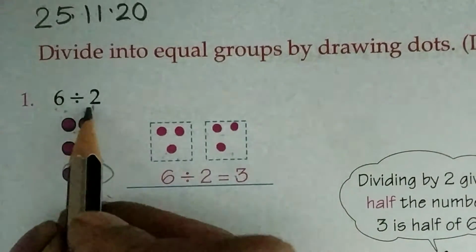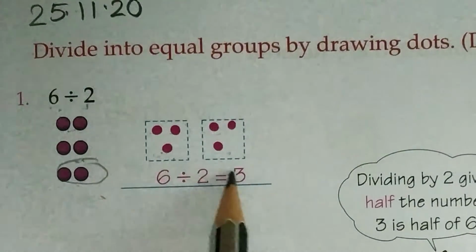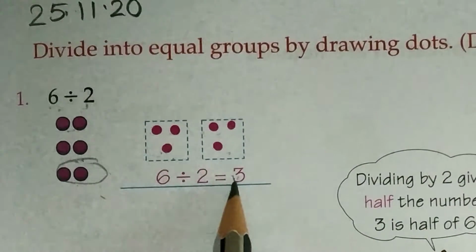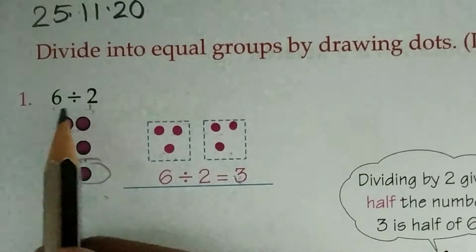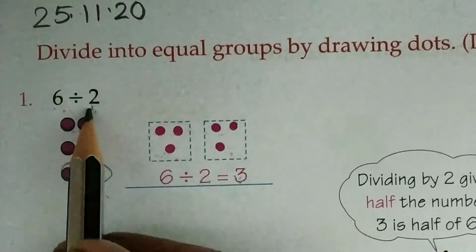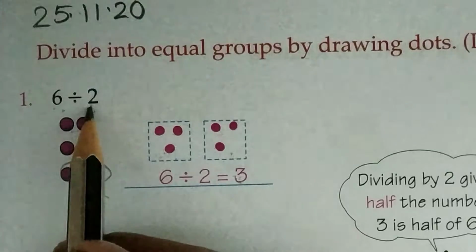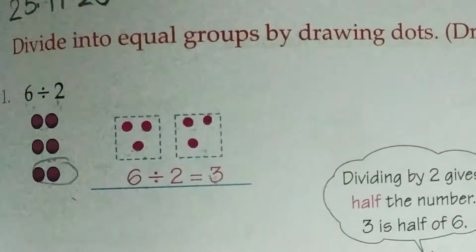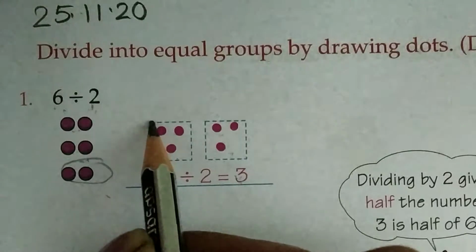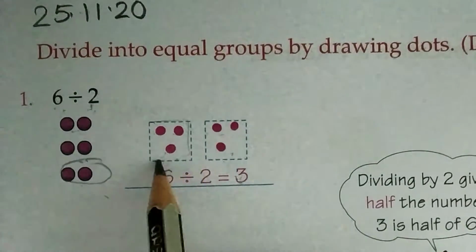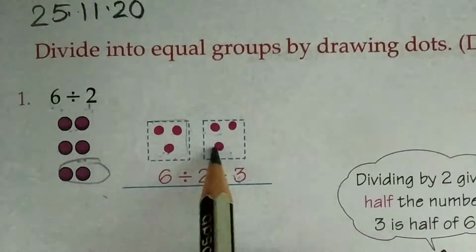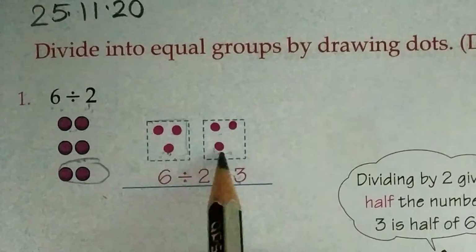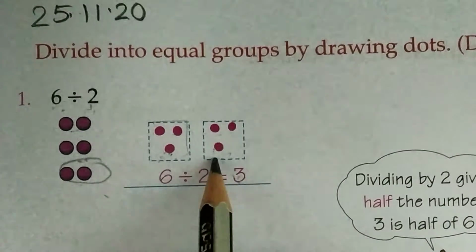We read the table of 2. If we read the table of 2 three times, then we get 6. 2 1s are 2, 2 2s are 4, or 2 3s are 6. Okay, so in picture form we divide 3 beads in each group. Or how many groups? 2 groups. Let's see another example.